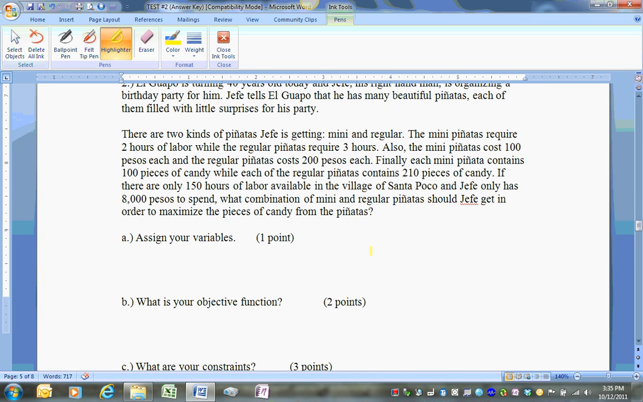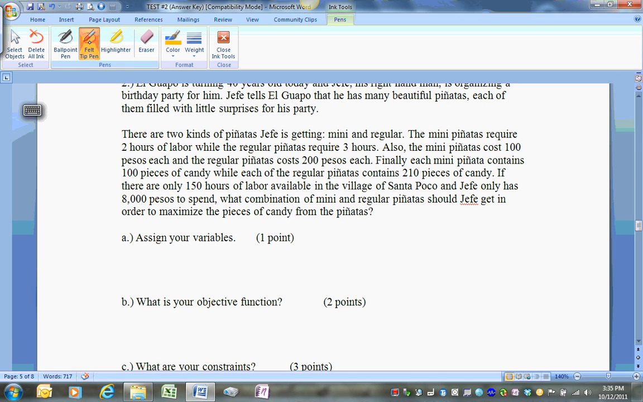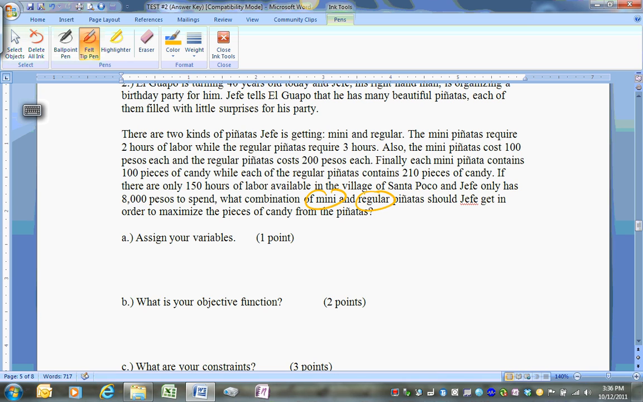For number 2, a lot of it's just stating things. Like in this case, assign your variables. Clearly we want to solve for the number of mini and regular piñatas. So we'll let x equal the number of mini piñatas and y equal the number of regular piñatas.